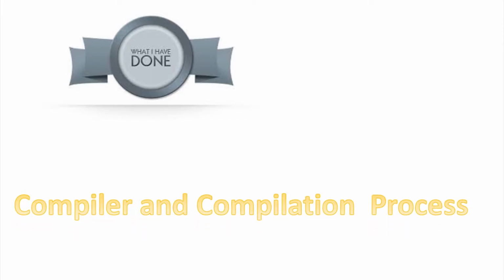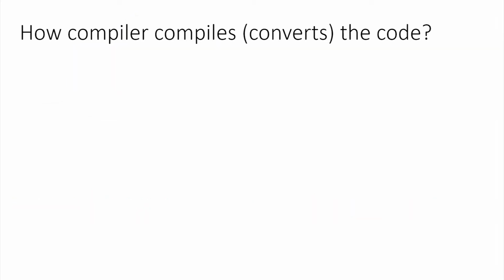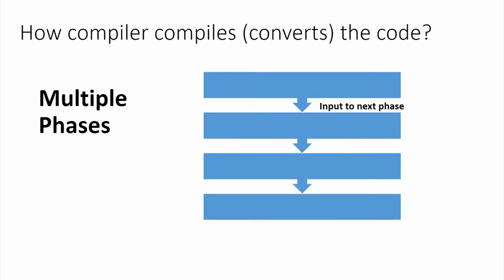In our last video, we studied about the translator, its need and types. In this video, we'll study about compiler and the compilation process in detail. A question arises. How does a compiler compile the code? Well, code compilation involves multiple phases. During the compilation process, the output of one phase is passed as an input to the next phase.